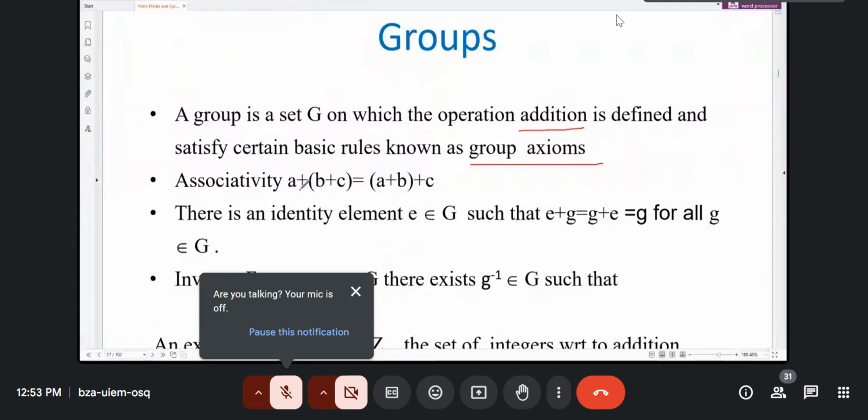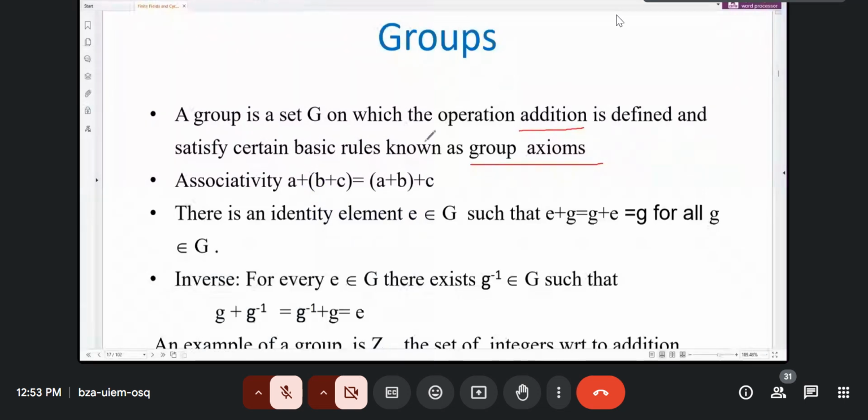You are saying in this algebraic structure called a group, if you take any three members of that group, you can actually do this. There is associativity.